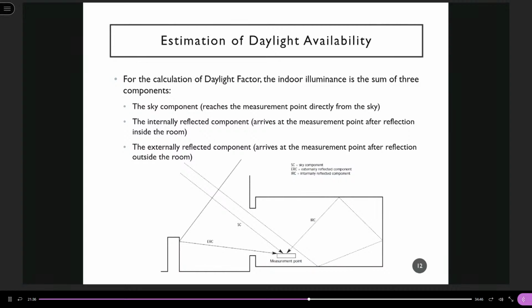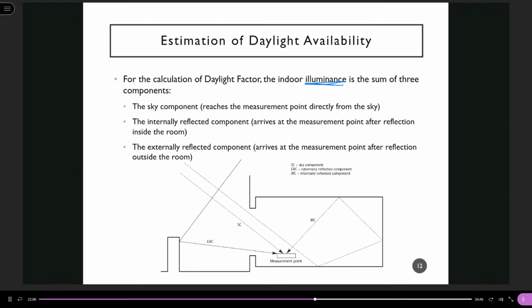For the calculations of daylight factor, the indoor illuminance. So I keep mentioning the word illuminance. I haven't taught you the exact meaning, the definition of illuminance yet. So for this lesson, just consider illuminance as lighting level. How bright, how strong, how much light, the lighting level.